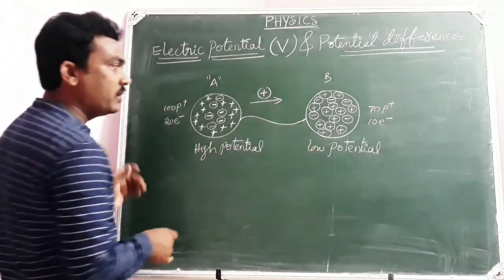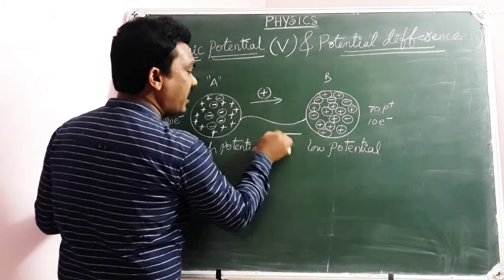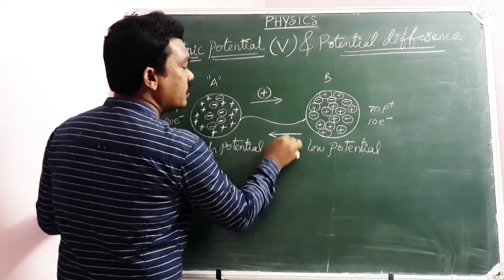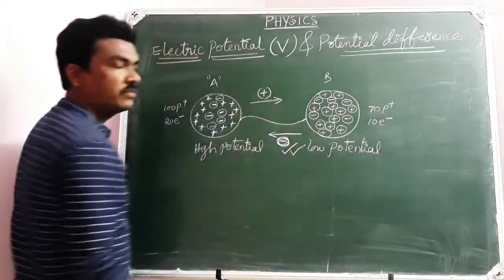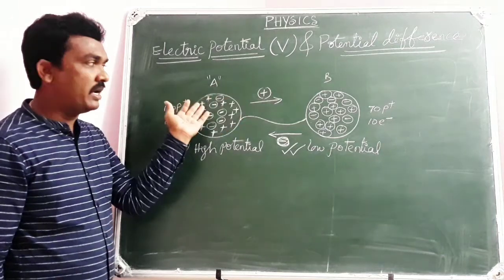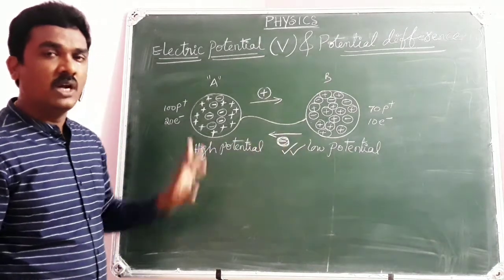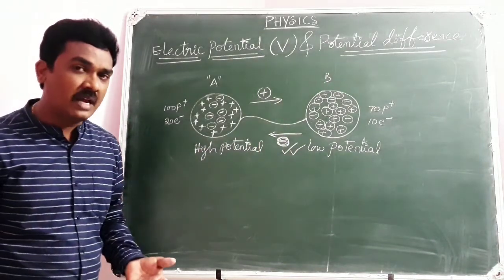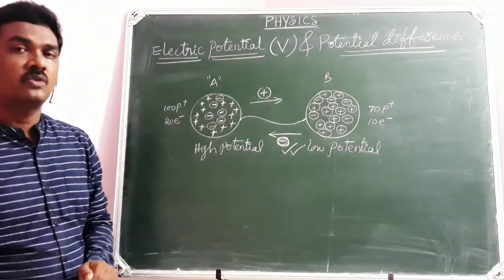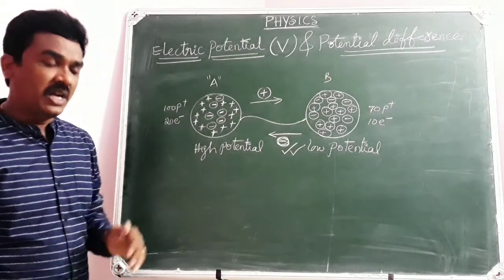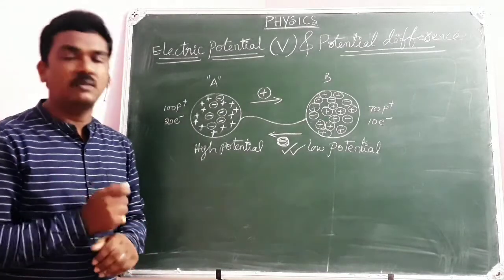So in practice, what will happen? Negatively charged electrons will move from low potential to high potential. So in practice, who will flow? Electrons will flow. Theoretically, protons, the positive charge, flow from high potential to low potential. But practically, electrons flow from low potential to high potential. Until what moment will that happen? Until both of them attain the same potential. So my conclusion here is: greater the positive charge, greater the potential. Lesser the positive charge, lesser the potential.